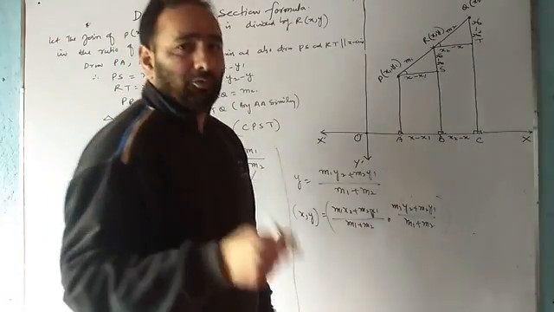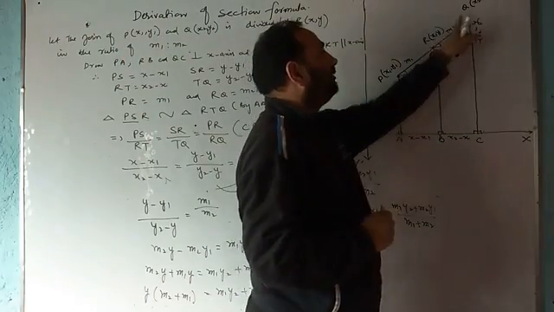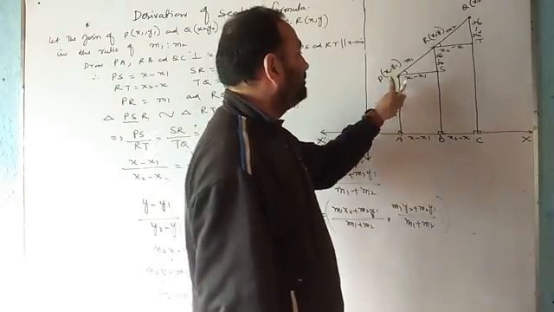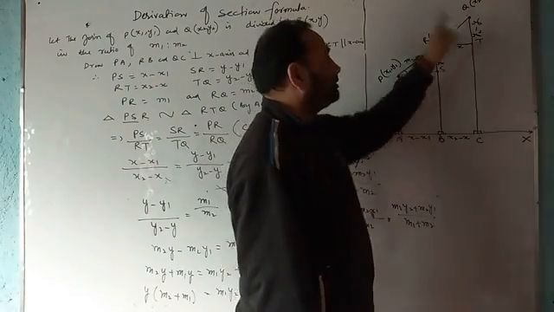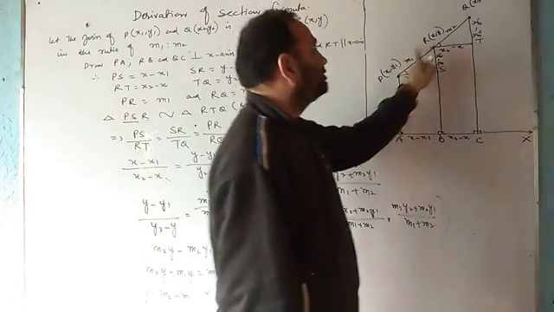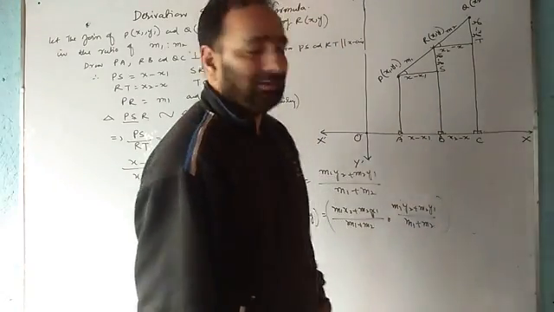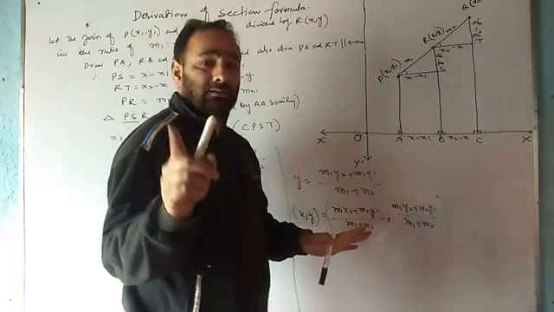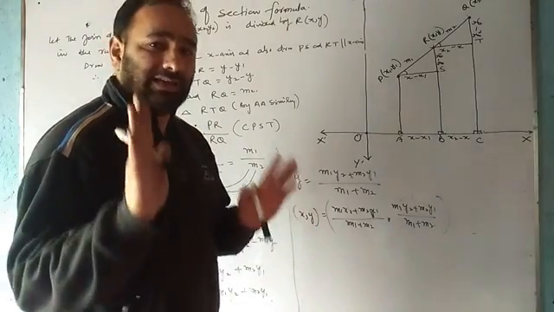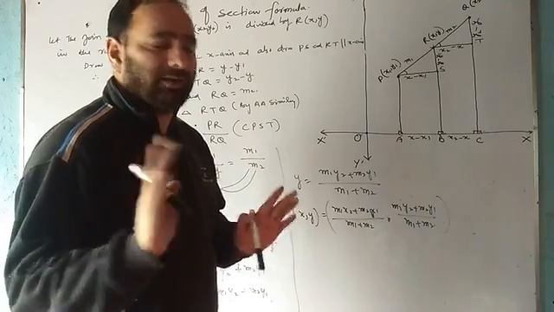But suppose R is the midpoint of PQ. Then what will be the PR ratio, m1 is to m2? Yes, you're right. It will be 1 is to 1. In that case, the section formula gets reduced. Are you getting me? The section formula becomes very simple and reduced.